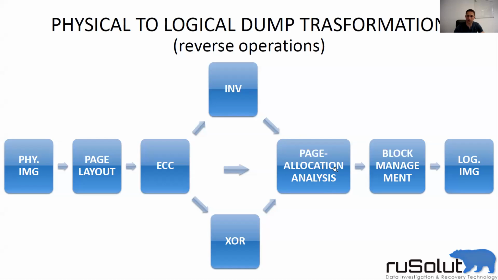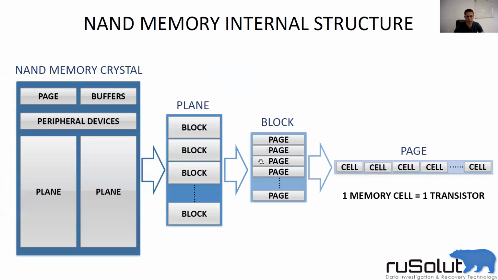And today we will talk about page allocation analysis. The last step in a regular case. First of all, before we begin to talk about the page allocation, we need to remember and learn the internal NAND memory structure. So on this slide, you can see one memory crystal or one memory chip. And normally it consists of the following things. It could be page buffers, some peripheral devices which are used to provide the interface, the communication of the memory chip with the controller. And there are two big things here.